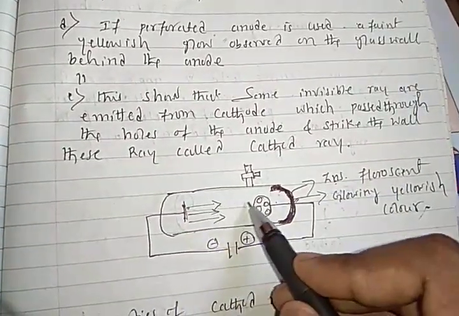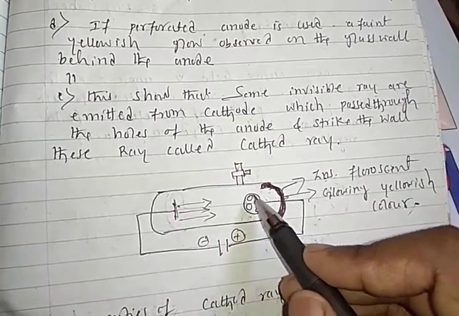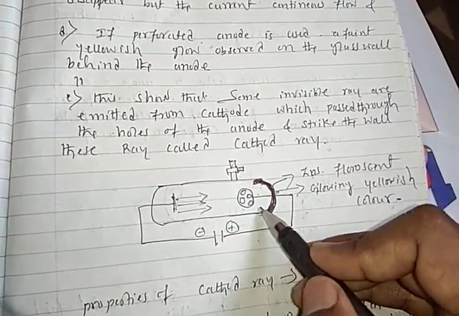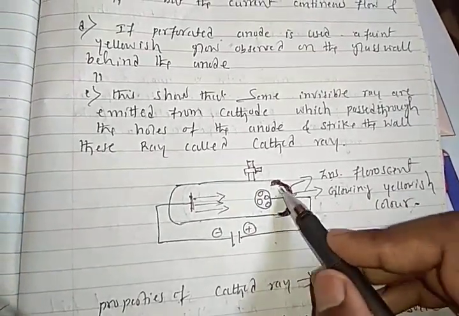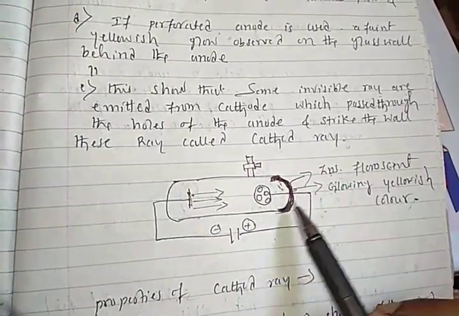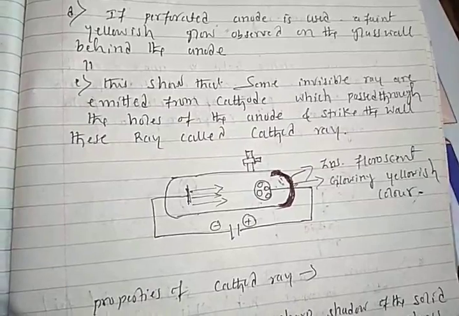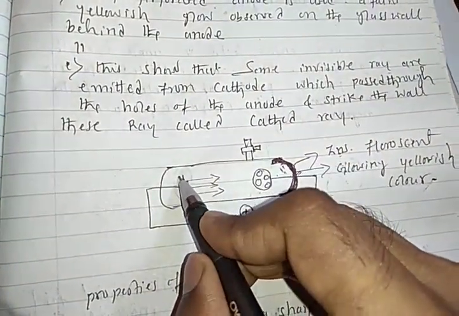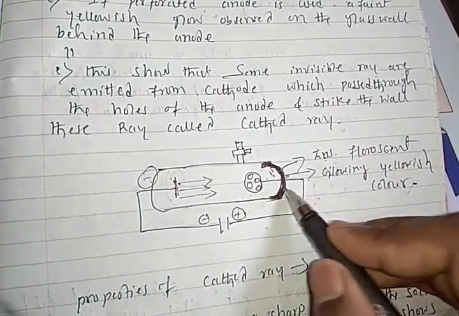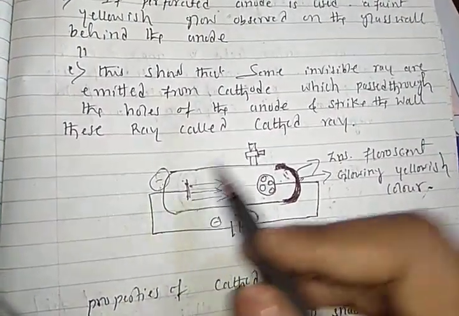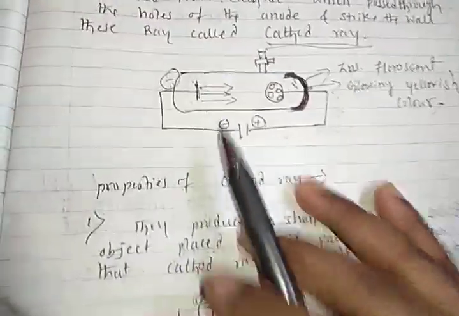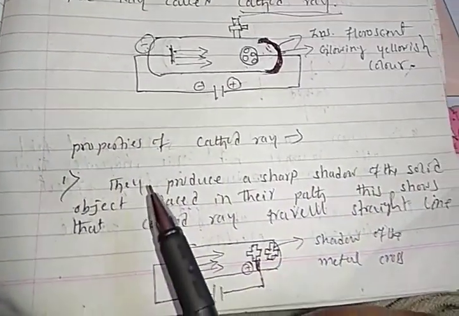So when rays enter through the holes and strike the fluorescent material, a yellowish color is observed here, a glow. When the yellowish color is observed, we consider that some rays are generated from the cathode side and move toward the anode side. Since they are generated at the cathode side, they are called cathode rays. So let's see the properties of cathode rays.